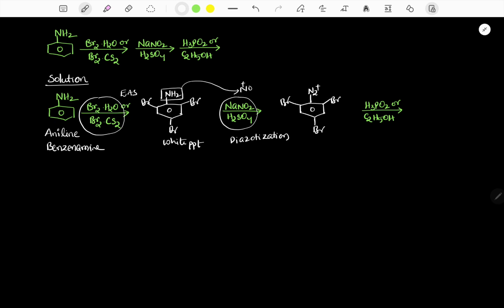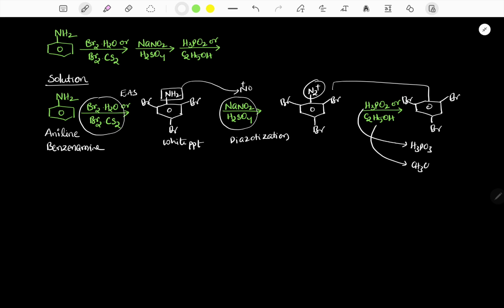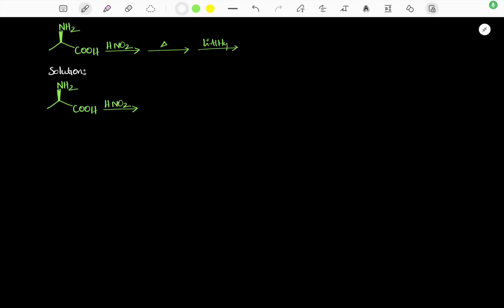This diazonium salt is treated with the reducing agent H3PO2 or ethanol. So this diazonium compound undergoes reduction. In place of N2 plus, simply we take hydrogen, and it is a reduction. H3PO2 undergoes oxidation, or if I use alcohol it undergoes oxidation, giving the corresponding aldehyde. So it is an example of reduction of a diazonium salt.